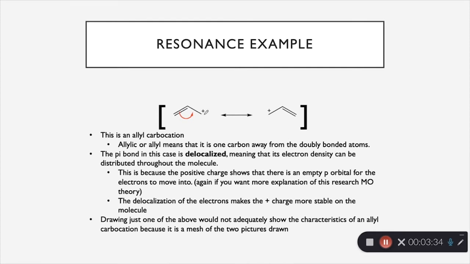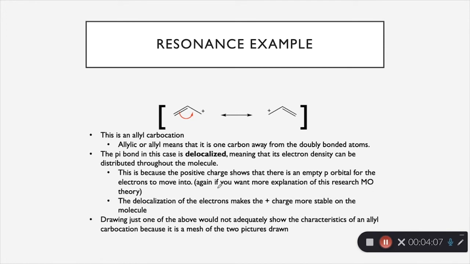In this case, the pi bond is what is delocalized. So it's going to be the electrons in one of the bonds of the double bond. This is showing that its electron density can be distributed throughout the molecule. This is because the positive charge shows that there's an empty p orbital for this carbon. Again, we're not going to go super into detail on that, but that is why you are able to push these electrons over here, because there's basically an available space for them to go.